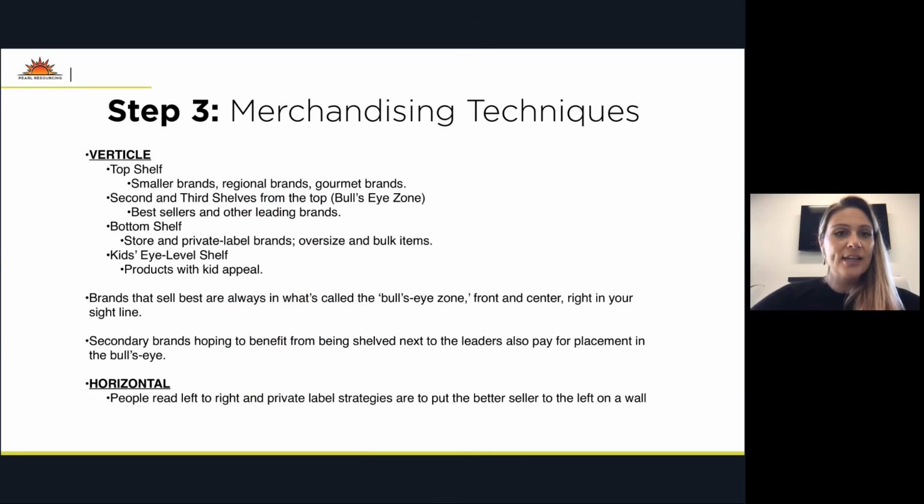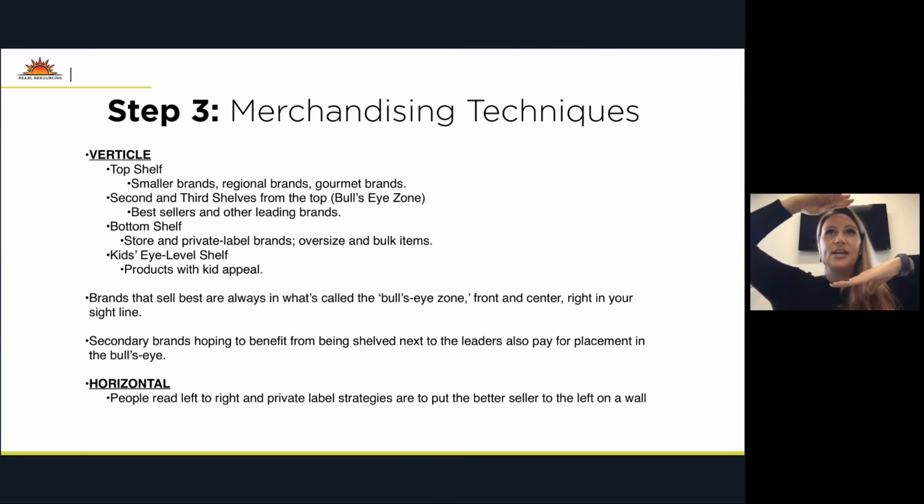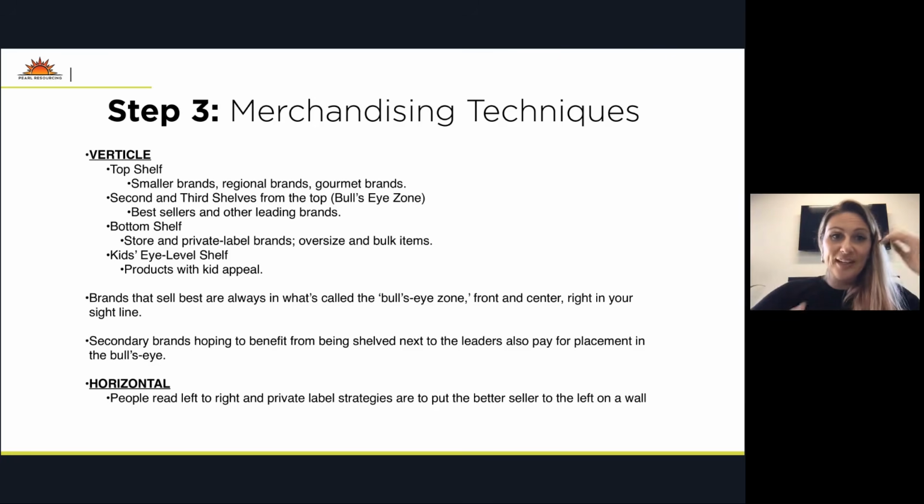So again, coming to the merchandising techniques, the first thing you need to understand is that the shelves have different visibility. Top shelf, if you're standing here, your line of sight without a lot of movement as you're walking around the store is right here. And so the average person can see the second and third shelves from the top, and that's a bullseye zone. That's where you'll find the highest selling products. That's where we all would like to be. The top shelf is usually the smaller brands, regional brands, gourmet brands, because they have lower sales velocity, and you'll notice that's where grocery store buyers choose to place those products.